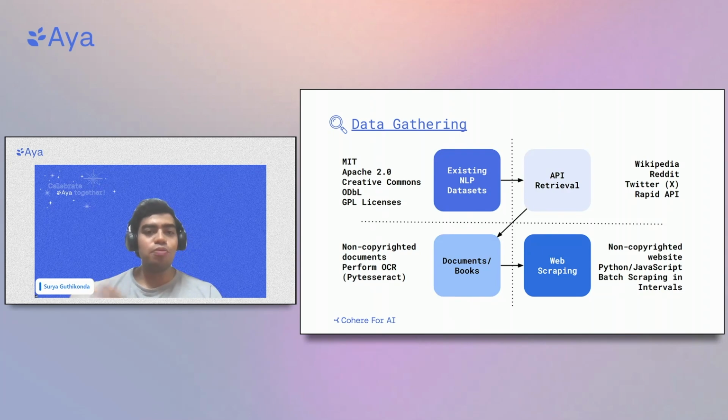And the next one, the most intensive one, is web scraping, where you need to pick the correct non-copyrighted website, and then you can use Python or JavaScript to do it. You need to be careful regarding how you scrape the data. You need to do it in batches at intervals so that you don't crash the whole server which is hosting the website.